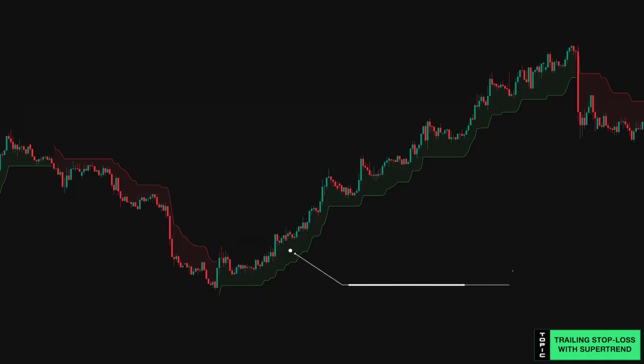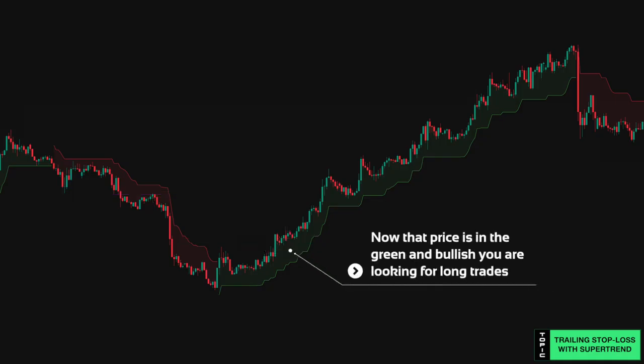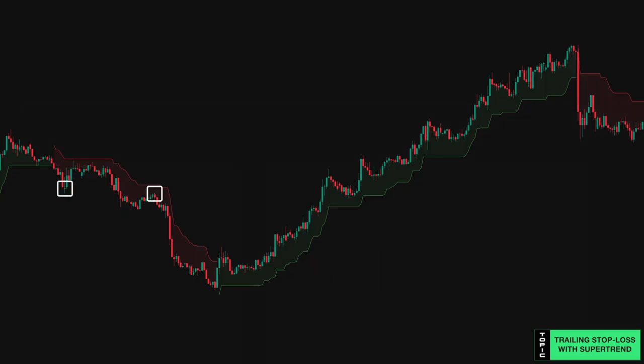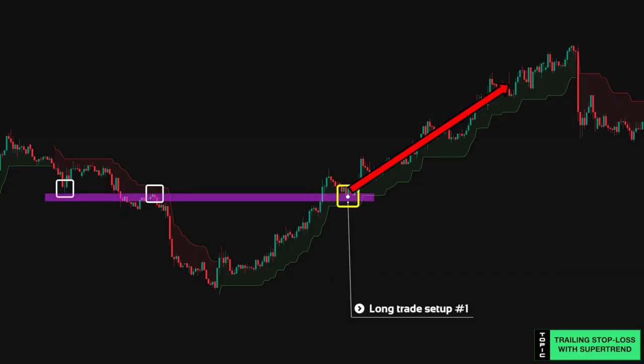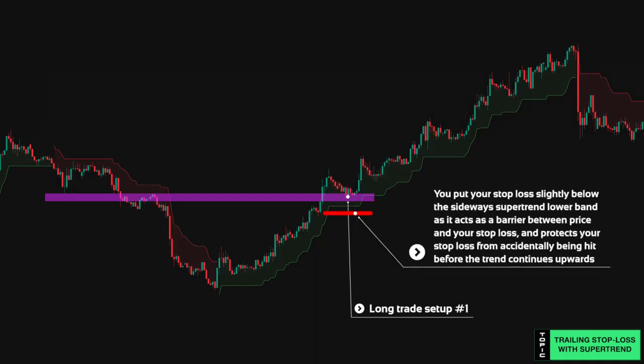Now that price is in the green and bullish, you are looking for long trades. These reversal points give you a key level. Long trade setup 1 is here. Stop loss is placed here, where the super trend is moving sideways. The super trend band acts as a barrier between price and your stop loss, so it protects your stop loss from accidentally getting hit before continuing the trend.